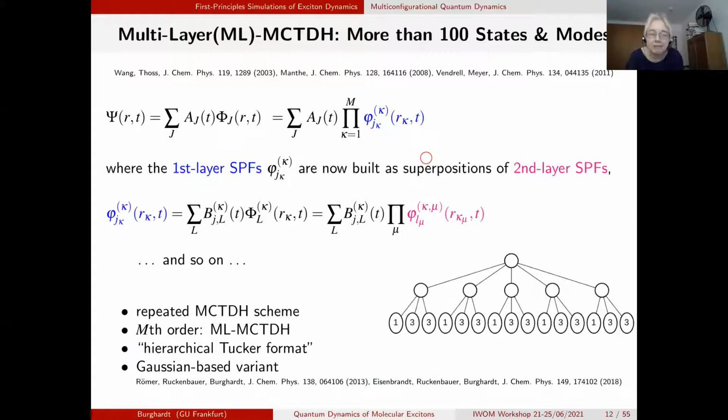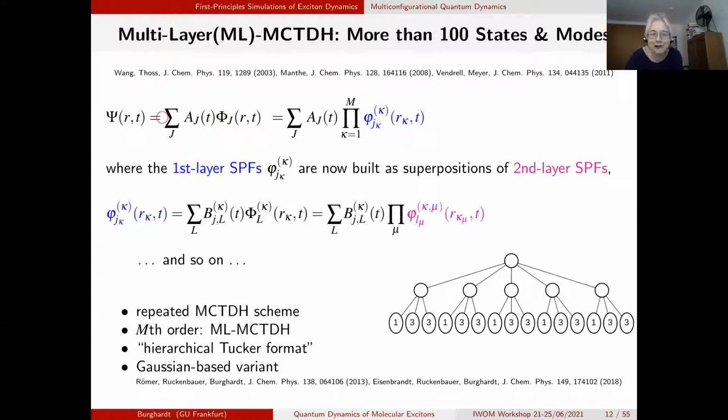Now, this is much improved, yet if we move to a more refined version of the method that I'm essentially going to use in the following, the multi-layer MCTDH method, here we can actually move to 100 or 1,000 modes and states. And that is an iterative scheme.